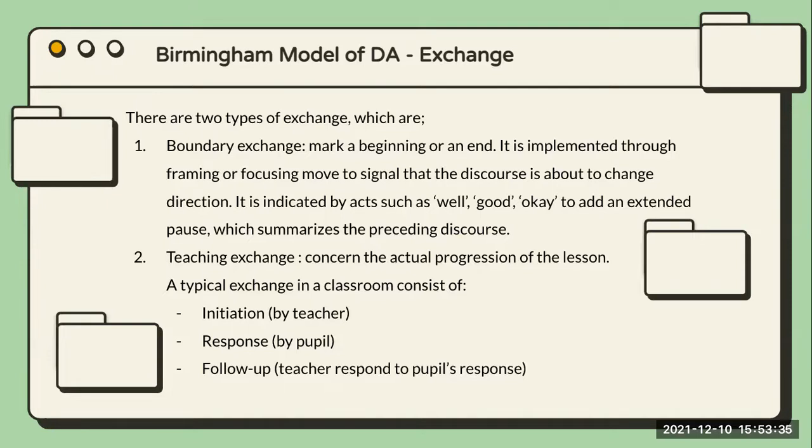The second one is teaching exchange, which we discuss today. It is concerned with the actual progression of the lesson. And a typical exchange in a classroom consists of three parts. The first one is initiation, done by the teacher. The second one is response, which is by the pupil. And then the follow-up is the teacher's response towards the pupil's response.